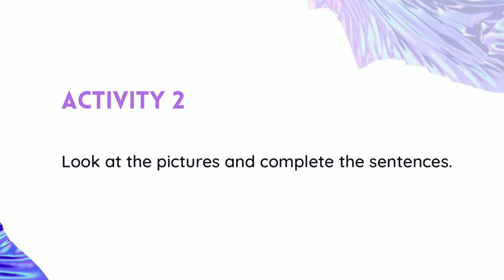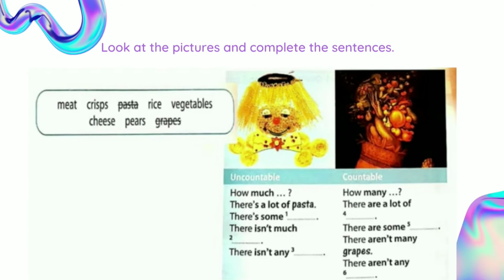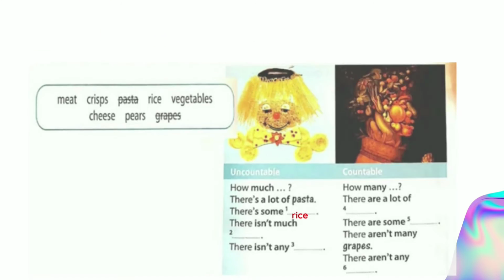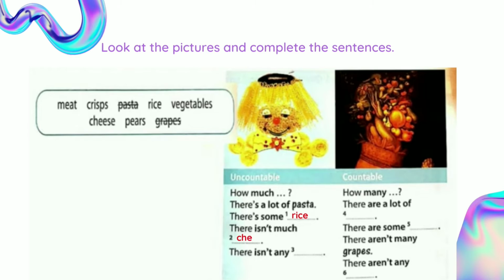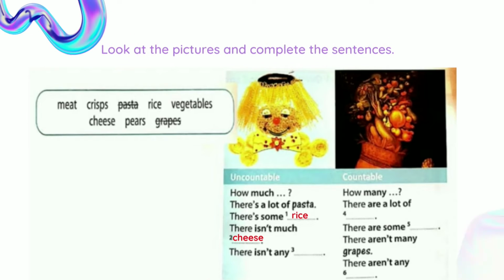Activity 2. Look at the picture and complete the sentences. Uncountable. How much? There's a lot of pasta. There's some rice. There isn't much cheese. There isn't any meat.